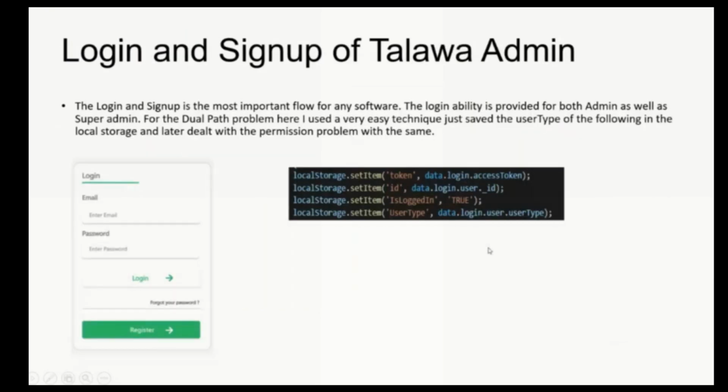The login and sign up of the Talawa admin was a key feature, as the flow was wholly dependent on this. There was one problem, which was that everything was not available for everyone. The super admin had some different functionalities, and the admin had some different functionalities. Because of that problem, we were getting more issues. After adding the user type in the local storage, I was able to cope with this problem, and now the login is working.